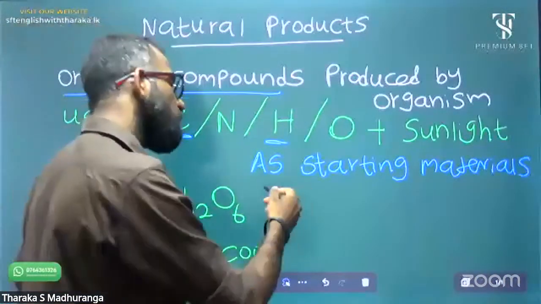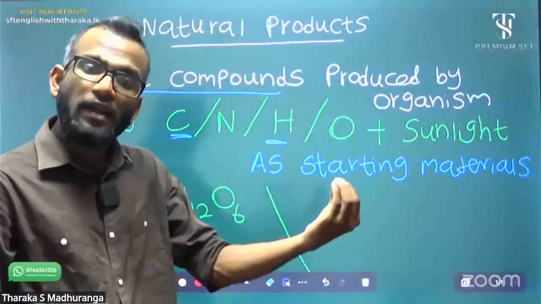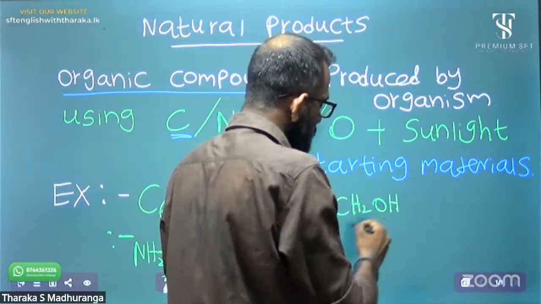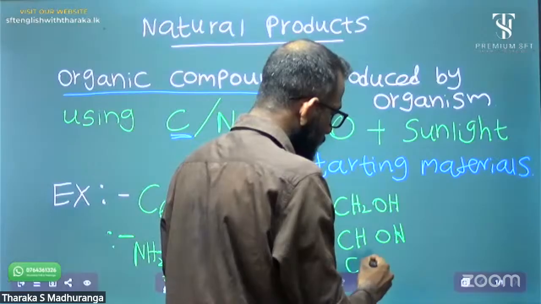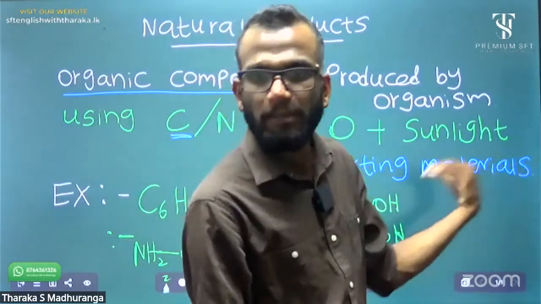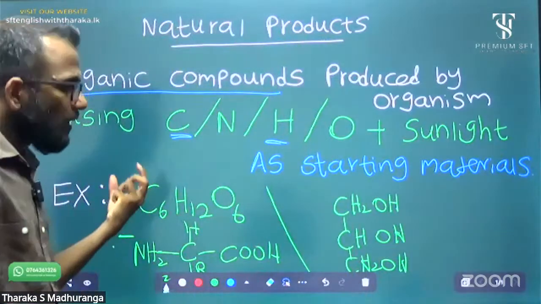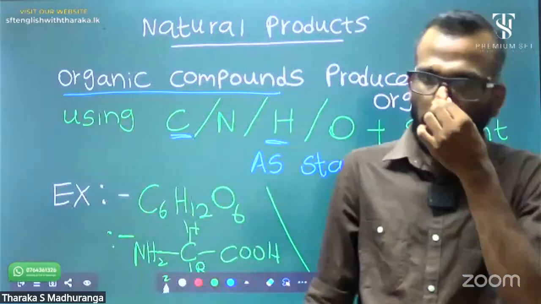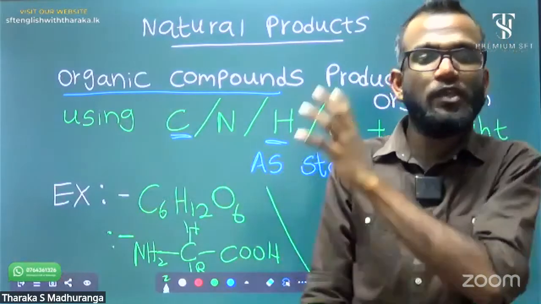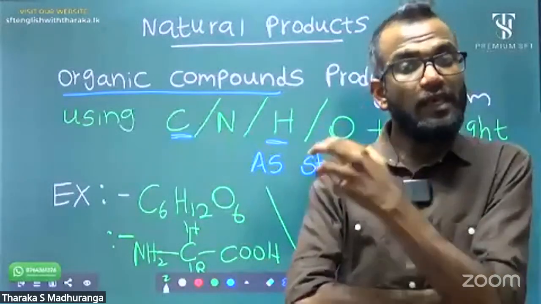Proteins. Now lipids: what are the building blocks? Glycerol and fatty acid. What is the formula of glycerol? CH2OH, CH2OH, CH2OH. Glycerol and fatty acid combine to produce fat and oil, lipids. All these, carbohydrates, proteins, lipids and many other molecules, are produced using these starting materials in plants, animals and microorganisms. They are the natural products.